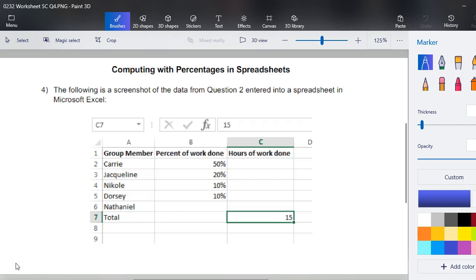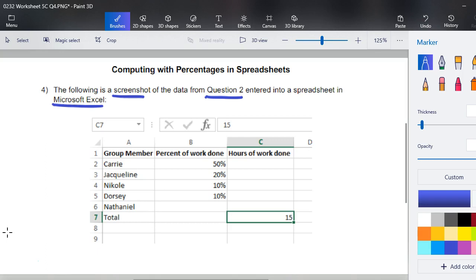One more time in this lesson, you need to go ahead and hit pause, complete all of question 4, and then come back and we can work through this together. I'm looking at question 4 that says the following is a screenshot of the data from question 2 entered into Microsoft Excel.